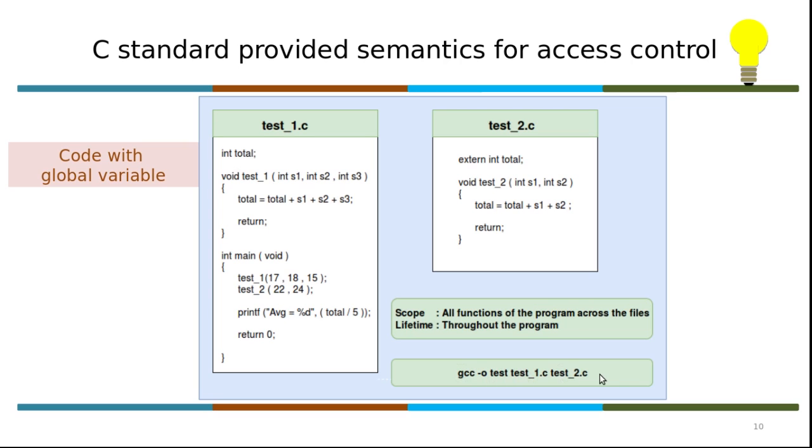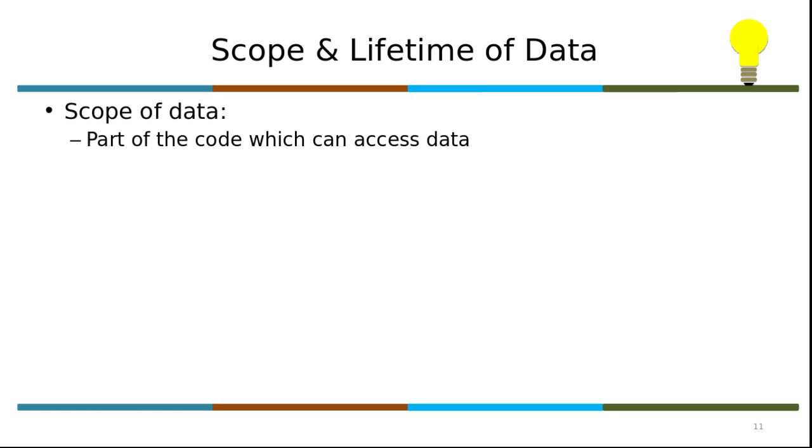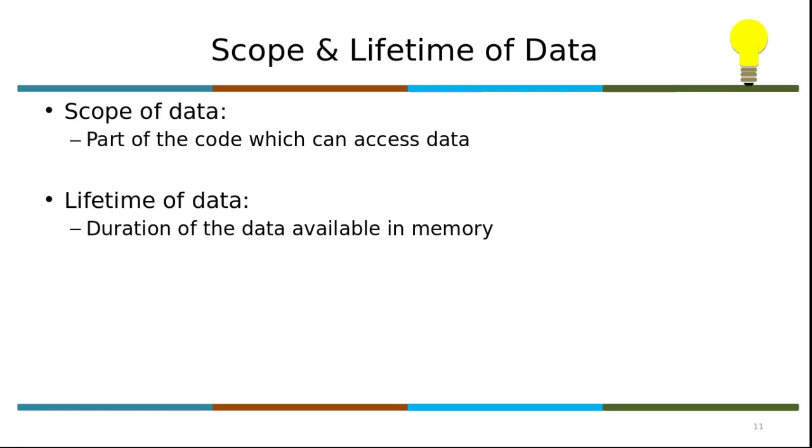Next, the storage class specifiers will indicate two properties of the data. One is scope, and one is lifetime of the data. So what is scope and what is lifetime of a data? Scope of a data is nothing but the part of the code which can access the data, right? And the lifetime of the data will be the duration of the data available in the memory. So what is the longevity of that data?